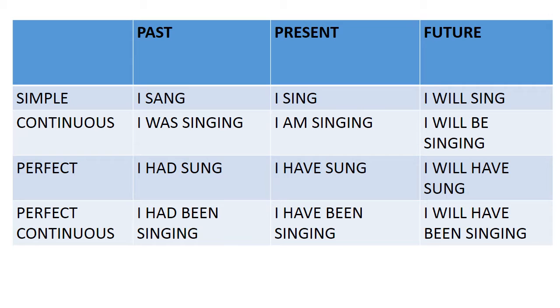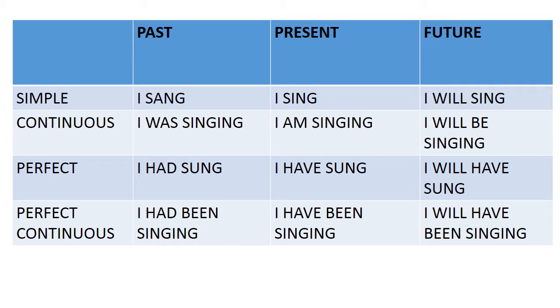Now I have been singing. Here, present perfect continuous tense, ing is added with a verb and it becomes singing. Have is the helping verb and been is the past participle of be, that is the helping verb. So the sentence is I have been singing, which represents present perfect continuous tense.